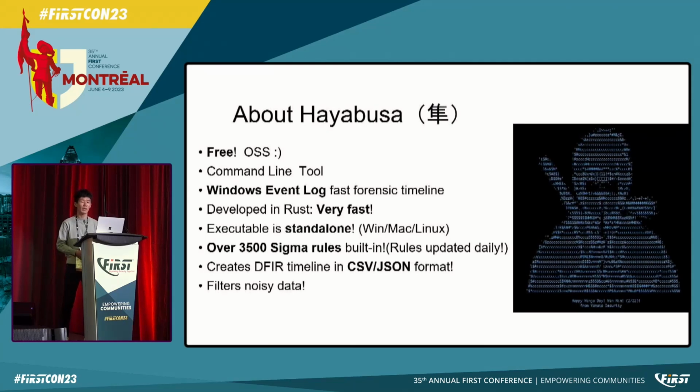Nearly 4,000 of the latest Sigma rules are built in and updated almost daily. The Sigma community is very highly active, and almost all of the emerging threats that come out can be detected with Sigma rules, often before commercial vendors can write rules for them.